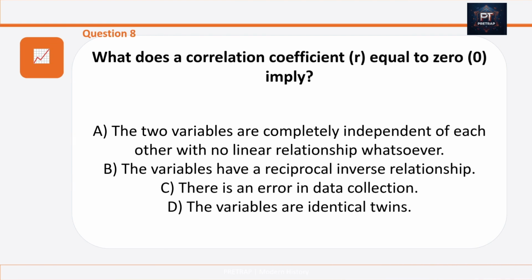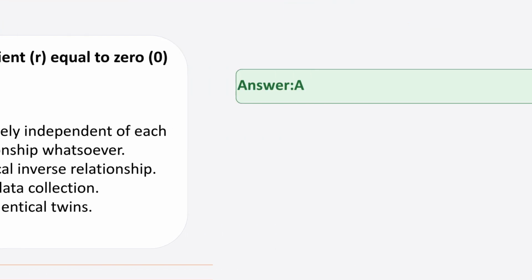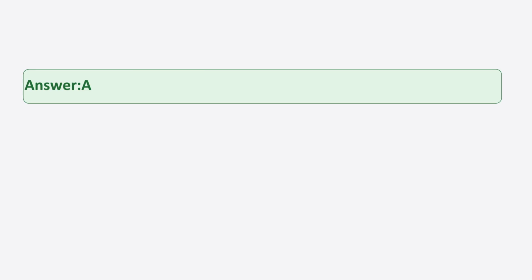Question number 8 is, what does a correlation coefficient equal to 0 imply? Option A, the two variables are completely independent of each other with no linear relationship whatsoever. Option B, the variables have a reciprocal inverse relationship. Option C, there is no error in data collection. Option D, the variables are identical twins. And the answer is option A, the two variables are completely independent of each other with no linear relationship whatsoever.